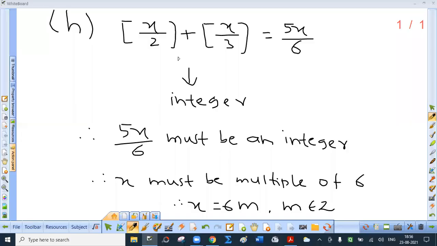Step value of x by 2 plus step value of x by 3 is 5x by 6. Now the left hand side is an integer, so the right hand side must be an integer, and 5x upon 6 will be an integer if x is a multiple of 6. So x equal to 6m, where m is an integer. That's it.